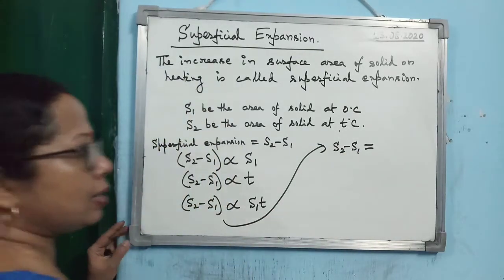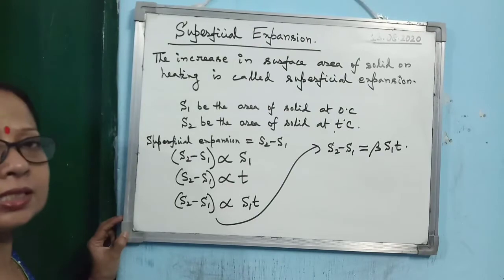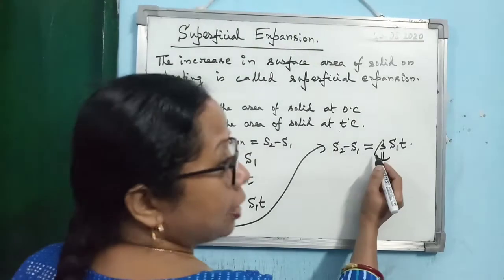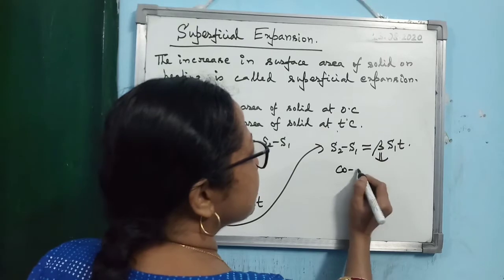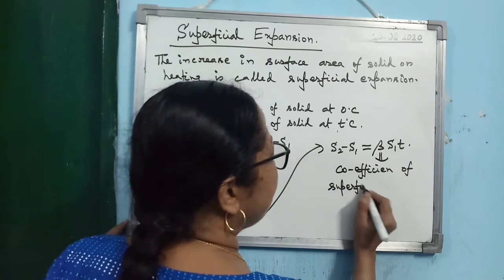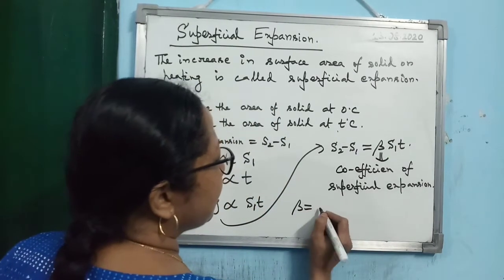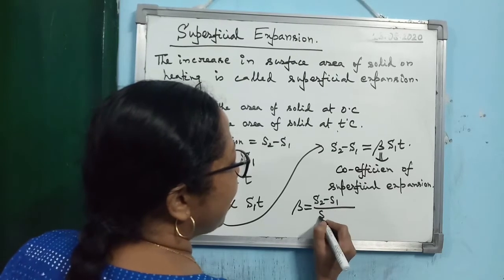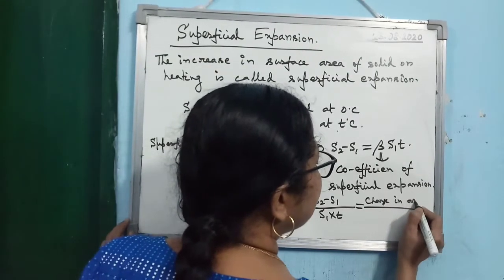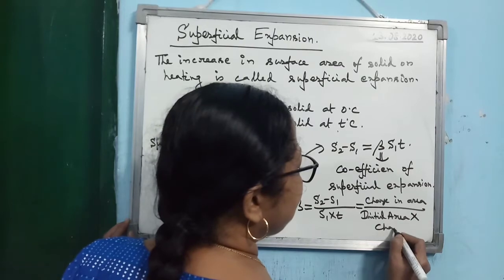When you will replace the proportional sign by an equal sign, you have to write here a constant of proportionality. So that constant of proportionality is beta. I have written here beta. So this beta, this is a Greek letter. I hope you know how to write, and you have observed also how I have written beta. And beta is known as coefficient of superficial expansion. What is the name of beta? Coefficient of superficial expansion. So you see, beta you can write it as S2 minus S1 by S1 into T. Means beta is equal to change in area divided by initial area into change in temperature.